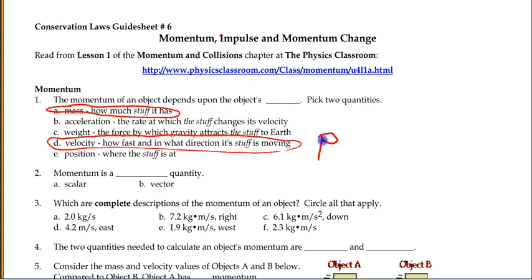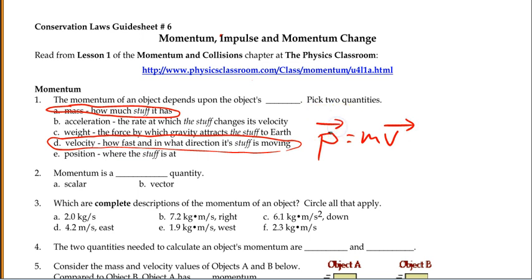In symbol form, a lowercase p is used for momentum. It goes back to the Latin word for impetus. You wouldn't want to use m because m is also mass, so that might get confusing. So they went with the lowercase p is equal to m times v.